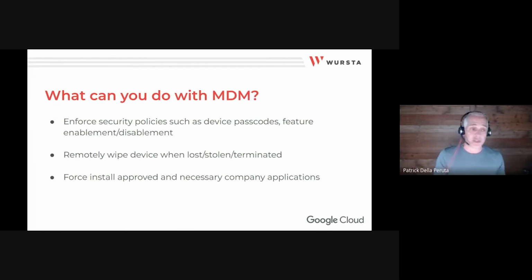Other things that you could do, feature enablement and disablement, we talked about that, right? If I wanted to, I can disable Siri from working. I can disable Google Assistant from working on devices if I wanted to, things like that. Remotely wipe the device, again in those situations where a device is lost, stolen, left in a cab, dropped in a marina, which is a story I can tell you guys if you ever want to hear it.